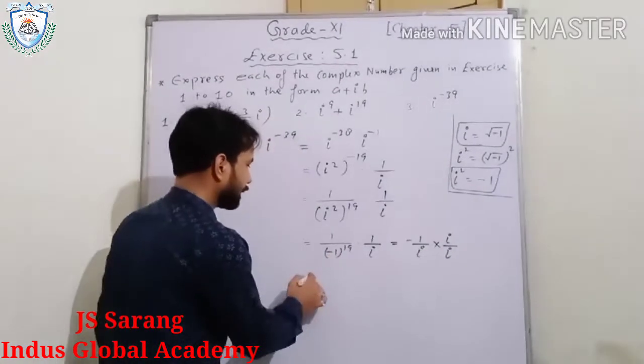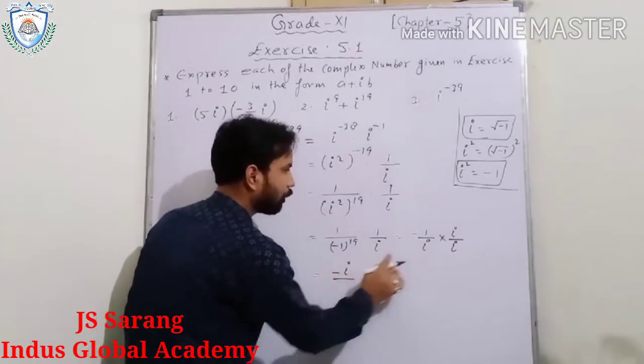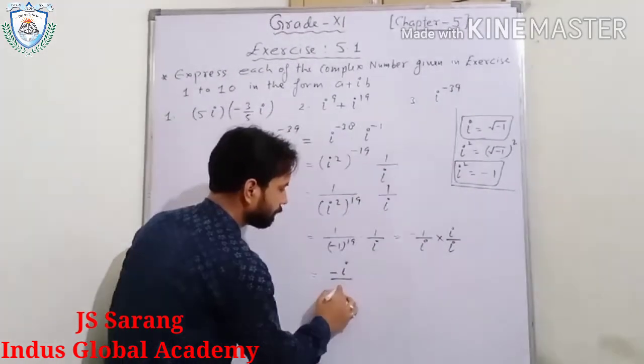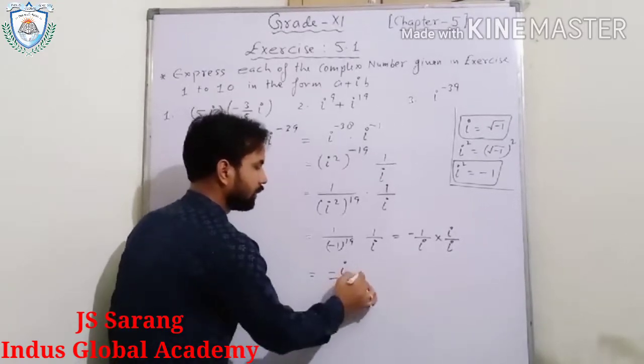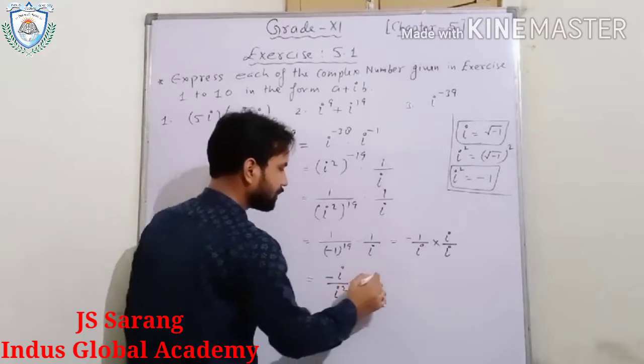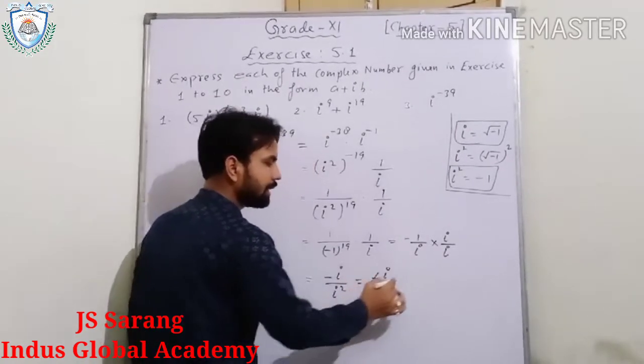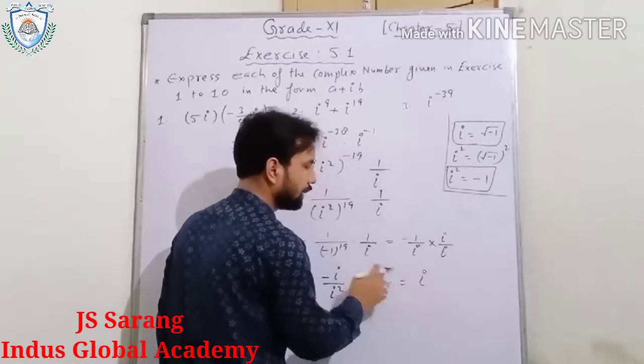So what will we get? -1 into i, that is -i, upon i into i, that is i squared. Again, i squared is how much? -1. So we can substitute here -1. So -i upon -1. Minus and minus cancel. So what is left? Only i.